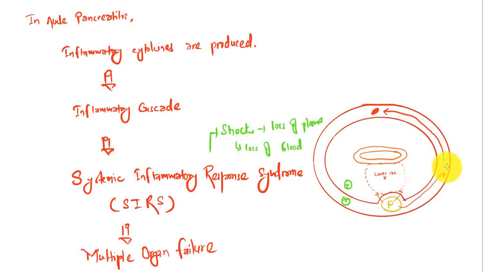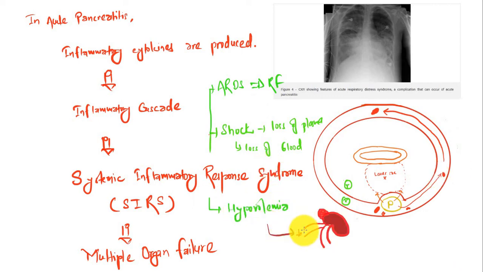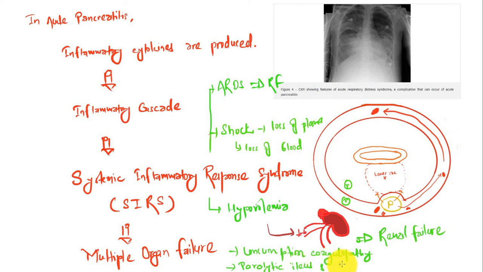Due to loss of blood, as in hemorrhagic pancreatitis. This is the ground glass appearance of the lung, which is ARDS, acute respiratory distress syndrome, which can cause respiratory failure. Prolonged hypovolemia can present as renal failure. And consumption coagulopathy, that is DIC, disseminated intravascular coagulation, and stress ulcers and paralytic ileus are common presentations in SIRS. So these are the systemic complications, all of these.